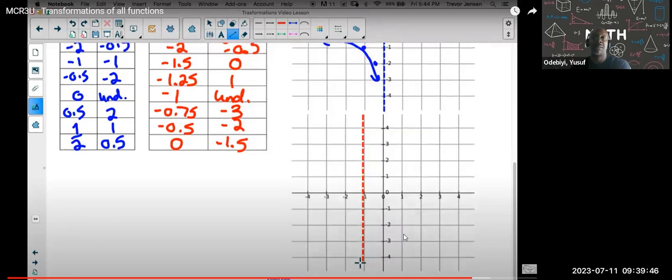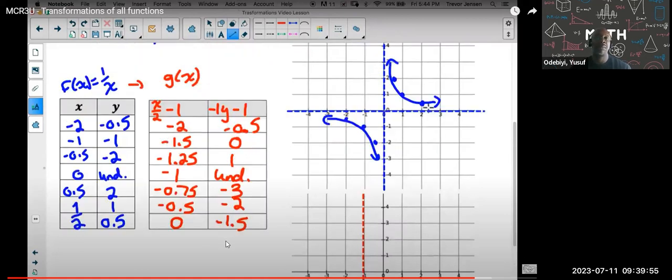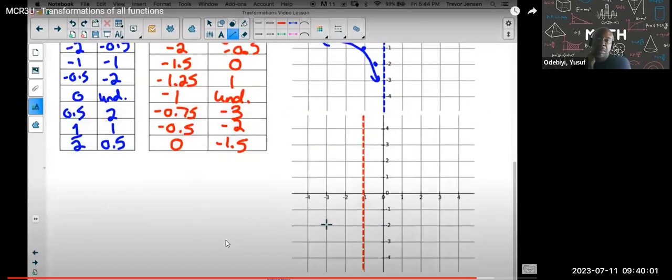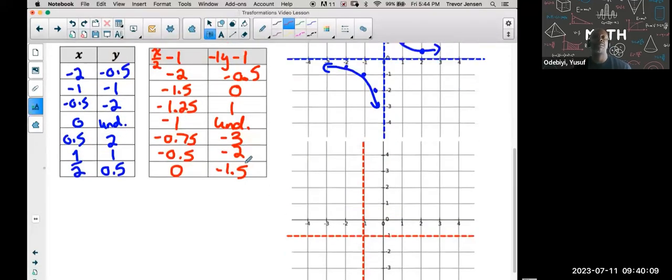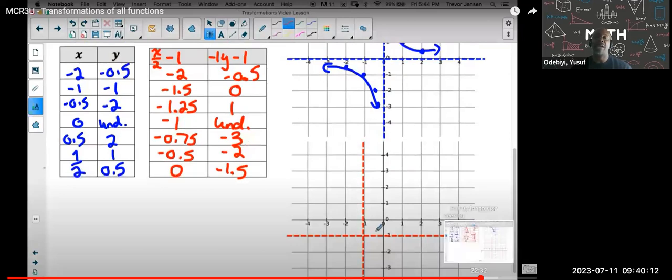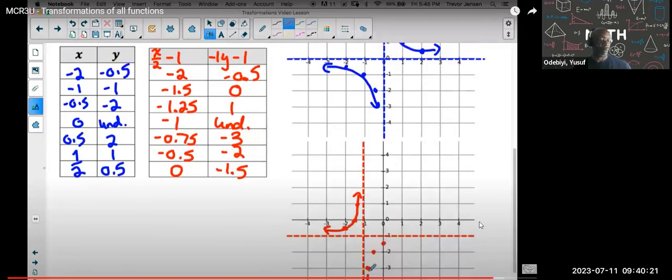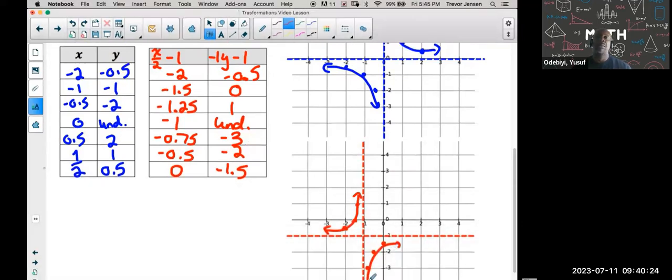The asymptote is at x equals -1 because we've shifted left 1, and you'll notice our function is undefined when x equals -1. And our horizontal asymptote, instead of being through y equals 0, is going to be through y equals -1 because we've shifted down 1. So here's where our asymptote is going to be. And now if I plot the coordinates of the points, you'll see how it works. So -2, -0. Okay, so it's going to plot it so you can see how it looks. This side of the function is going to look like this. There's our transformed function, g of x.